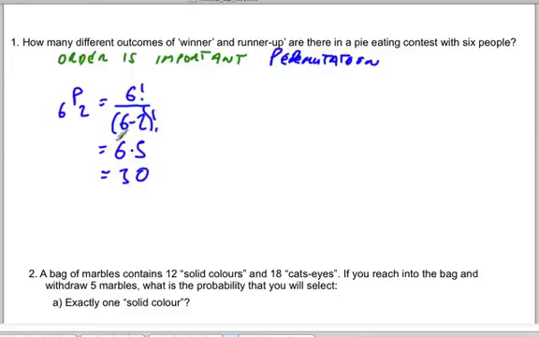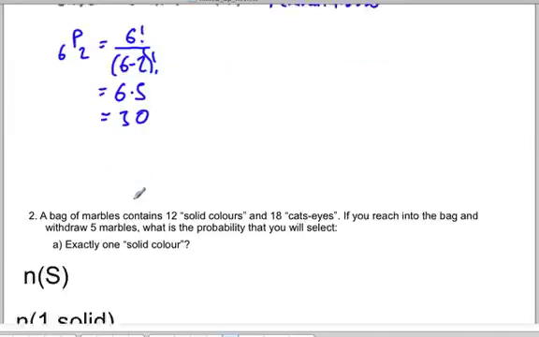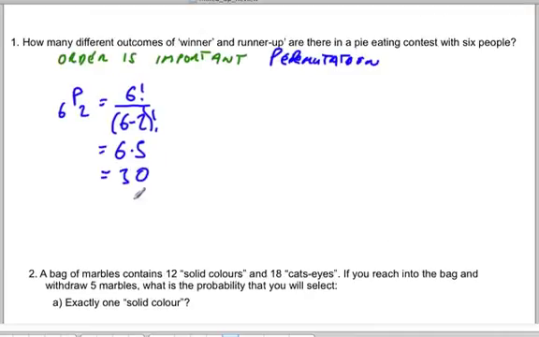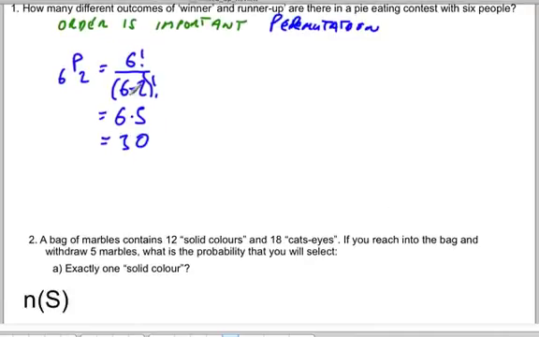Now, you could have gone right to this 6 times 5 because there are 6 possible outcomes for first place. And since once first place has been awarded, there are 5 possible outcomes for second. So the answer is 30. So you can either use the counting principles or the permutation example.